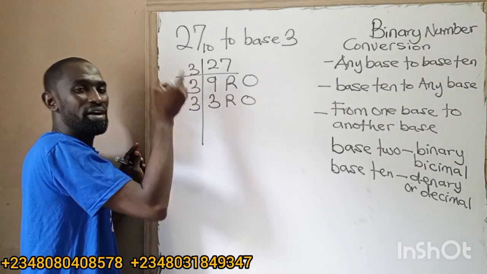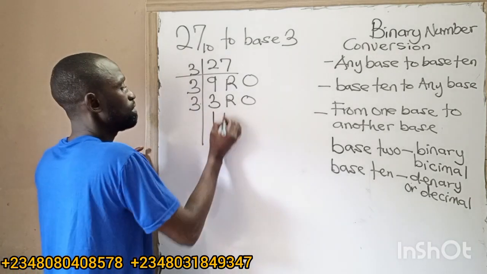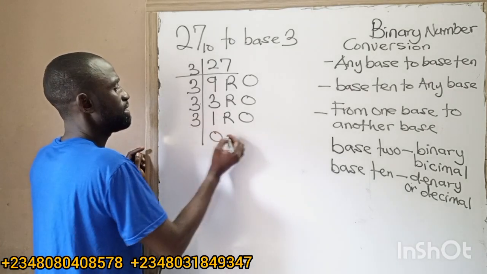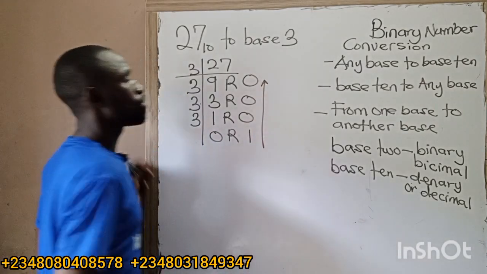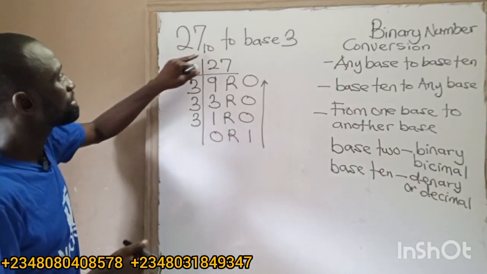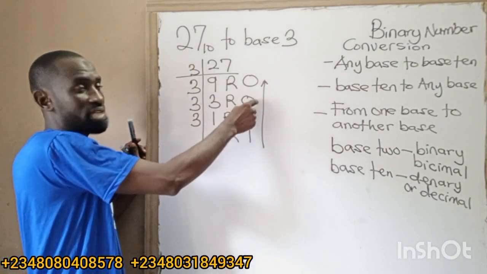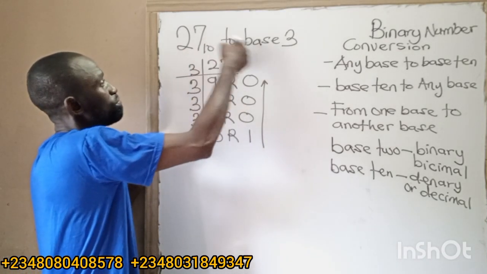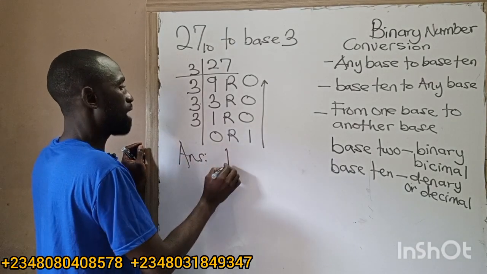This is what we call the repeated division method. 3 in 3 we have 1, remainder 0. Now go again, 3 in 1 we have 0, remainder 1. Counting is now done upward. So 27 base 10 to base 3 is 1000. So our answer here is 1000.